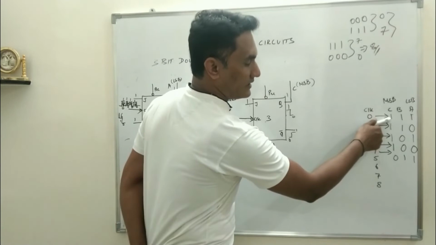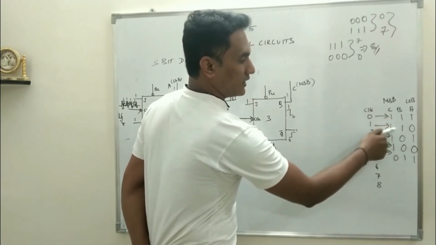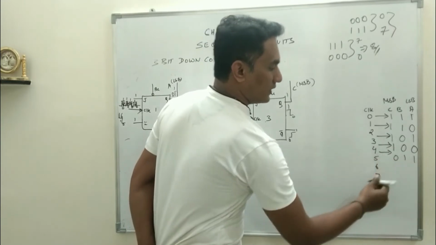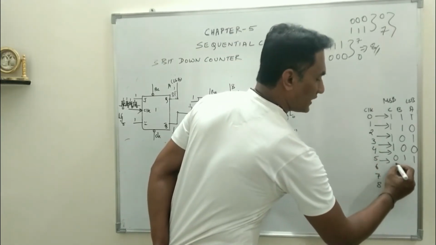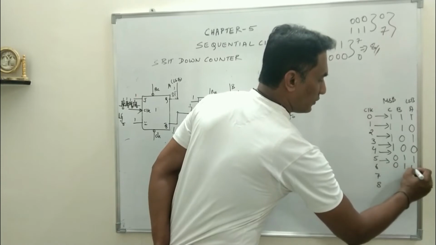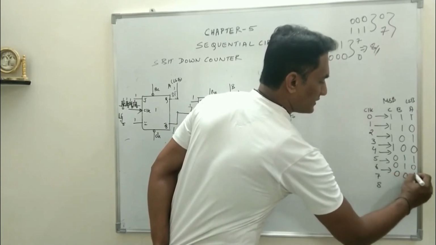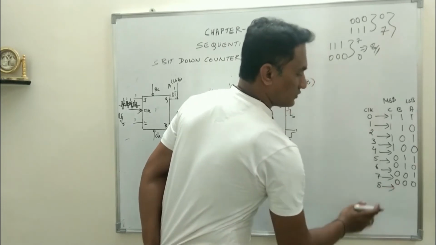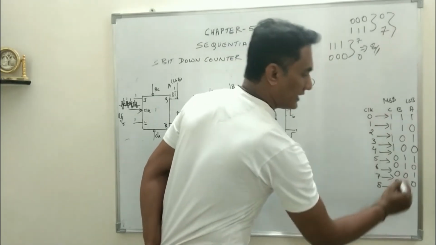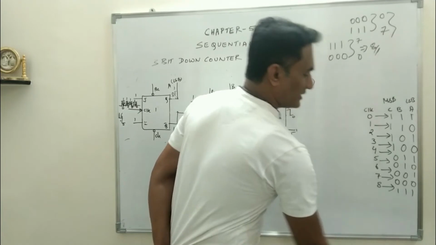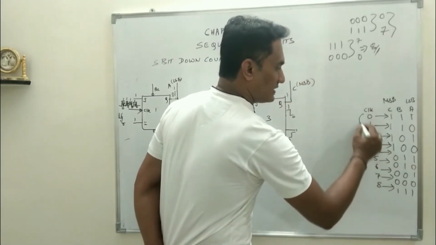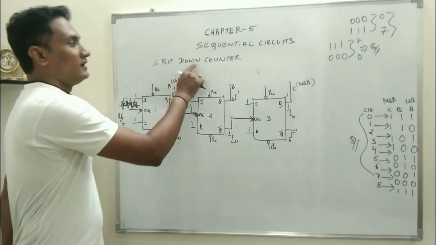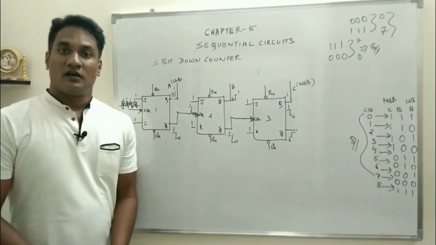So if you see the binary count, this is 111, 110, 101, 100 and 011. So at the end of the fifth clock pulse, it will be 010. At the end of the sixth clock pulse, it will be 001. At the end of the seventh clock pulse, the state will be 000. And at the end of the eighth clock pulse, it will again go back to its initial condition, that is 111. So the total number of discrete states is 0 to 7, that is 8. So it is a modulo 8 counter, but now it will count down.